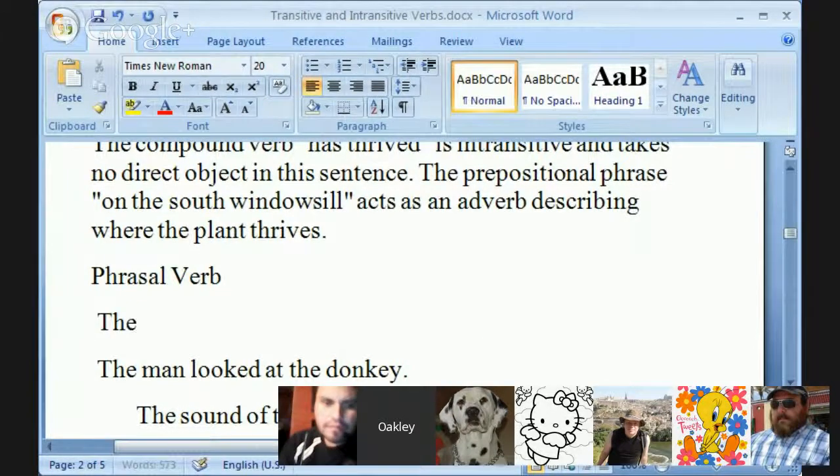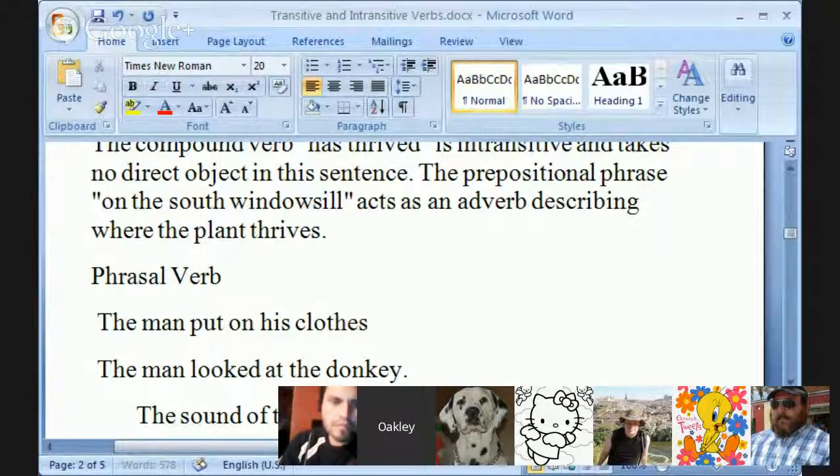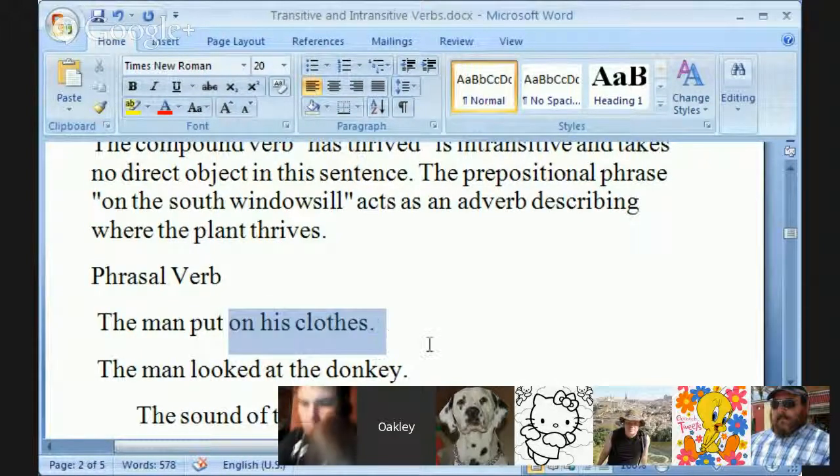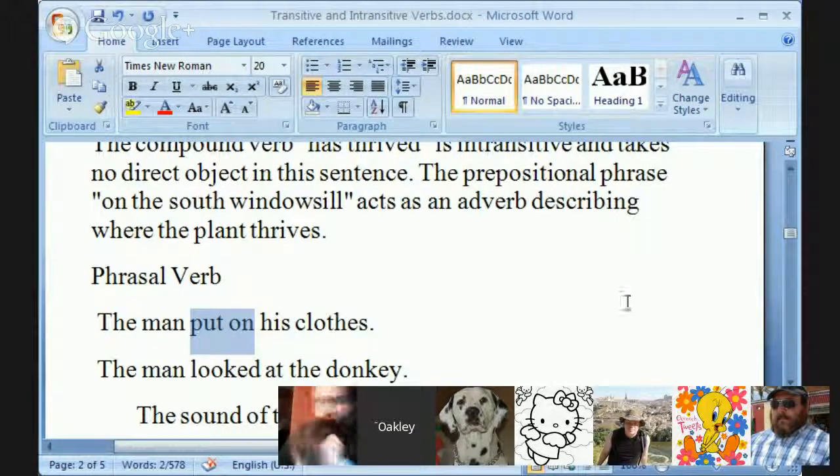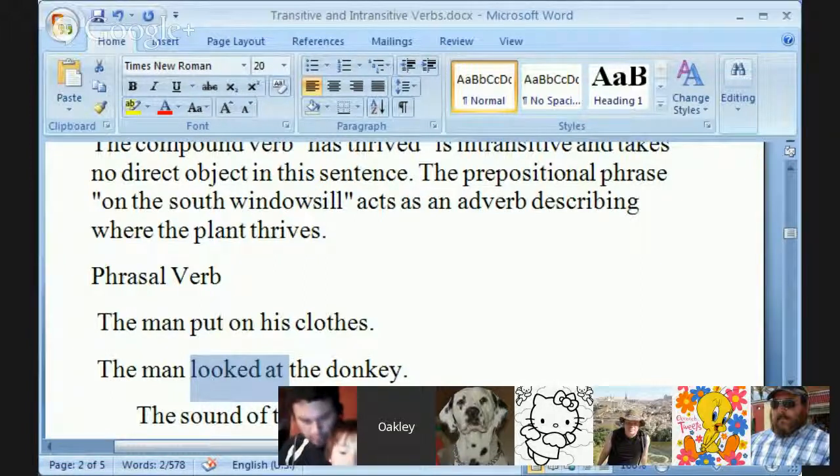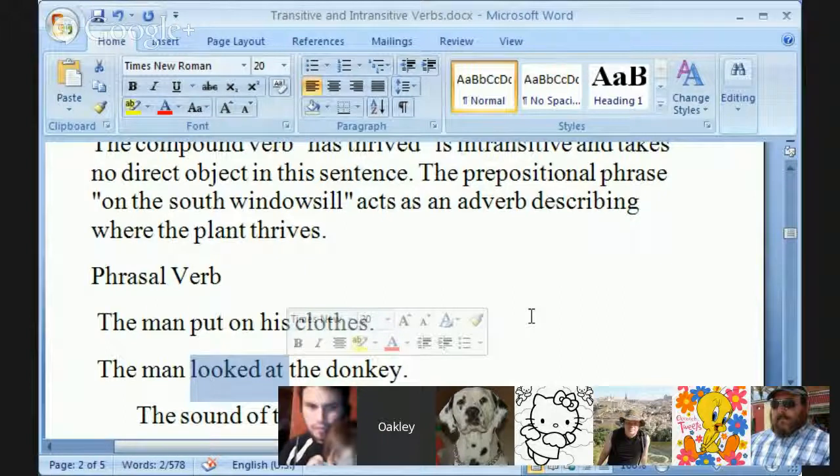How about this? To give you another example, which may be more clear: the man put on his clothes. The man is the subject, but the verb construction really is put on, not just put and then on his clothes. This is not a prepositional phrase. This is a phrasal verb. The verb is put on, and his clothes is the object. Same thing here with the donkey and the man. Looked at is actually considered a phrasal verb. It's a very good question.